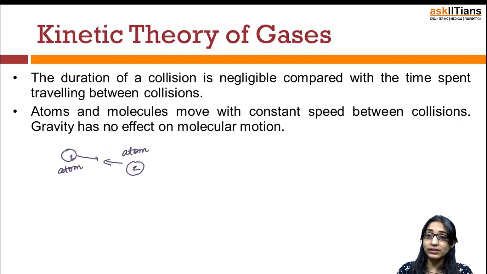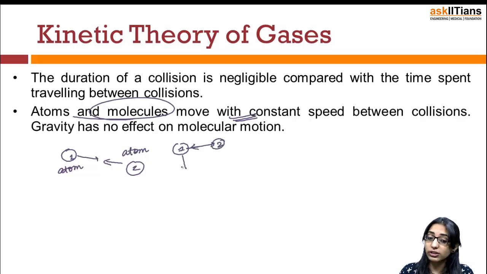Moreover, another assumption says that atoms and molecules move with constant speed between the collisions. Gravity has got no effect on the molecular motion. So for example, if there is some air inside this room, then gravity has got no influence over the molecules. That means molecules have got no tendency to settle at the bottom of the room. Moreover, these atoms and molecules are moving with a constant speed between the collisions. For example, if one is getting collided with the second atom, the velocity with which it was moving and the velocity with which this is moving will be constant between the successive collisions.